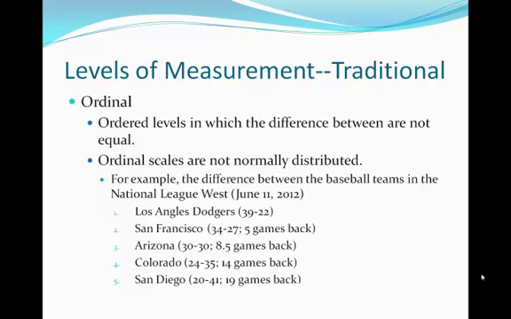So for example, the difference between the baseball teams in the National League West as of June 11th, 2012 shows the Los Angeles Dodgers leading that division. San Francisco is 5 games behind them. Arizona is 8.5 games back. Colorado is unfortunately 14 games back, and San Diego rounds out with being 19 games back. As you can see, the differences between first and second are different than the difference between second and third, which is different between third and fourth, and so on.